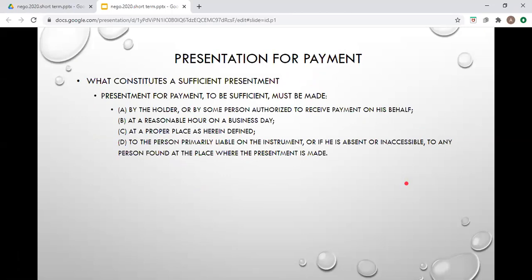So what constitutes sufficient presentment for payment? Okay? So, consider nyo lang ulit yung who, to whom, when, where. Who has the right to present the instrument for payment? It shall be presented by the holder or any person authorized to receive payment. And then at what time? Reasonable hour. Okay? On a business day. You know the meaning of reasonable hour, which means that not a fixed period of time, but depending upon the nature of the business or on the place where you're trying to present it for payment. And then at the proper place.